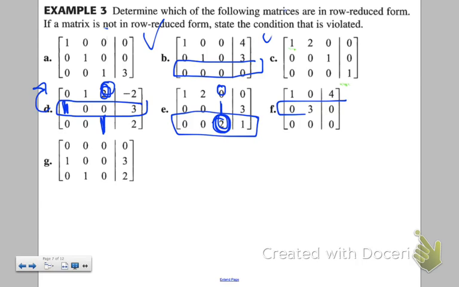This doesn't work because this should be a 1, not a 3, because the first entry in every row has to be a 1. This doesn't work because this should be your top row, and this should be your next row, and this should be your bottom row. Other than that, it would be okay.